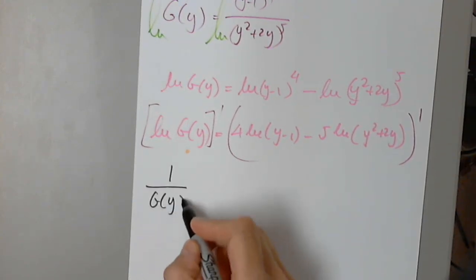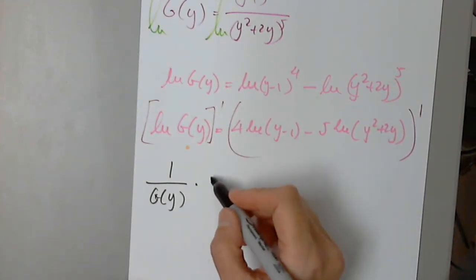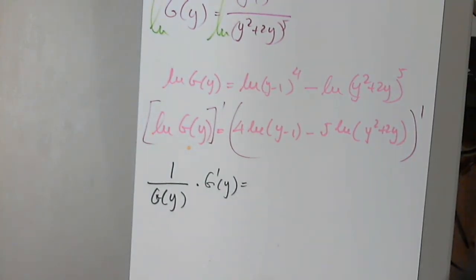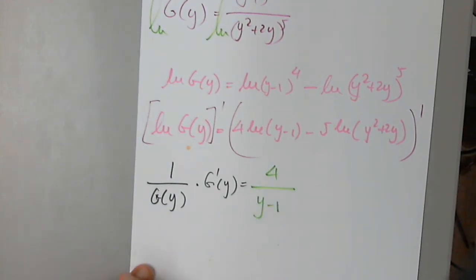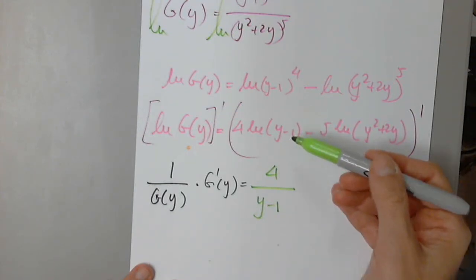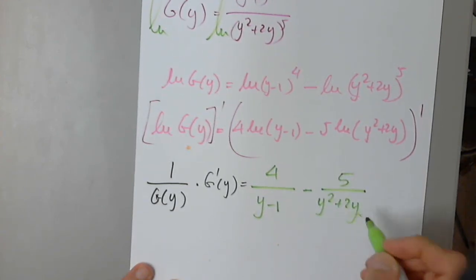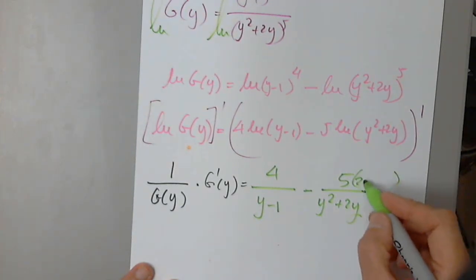One over g of y times dy dx. Yes, I'm going to write this time just g prime of y. What about the right-hand side? 4 over y minus 1 times the inner function prime, which is 1, perfect, minus 5 over y squared plus 2y times the inner function prime, which is 2y plus 2.